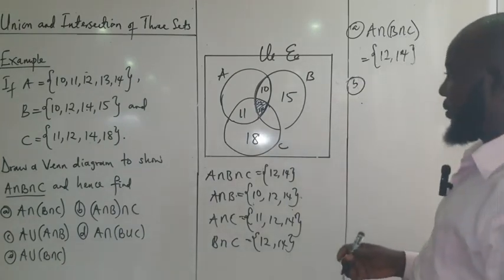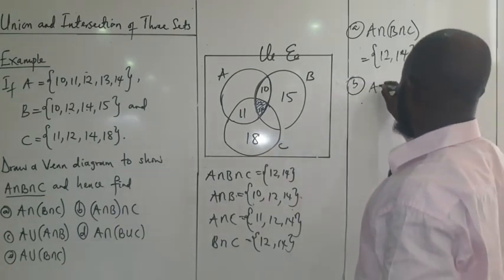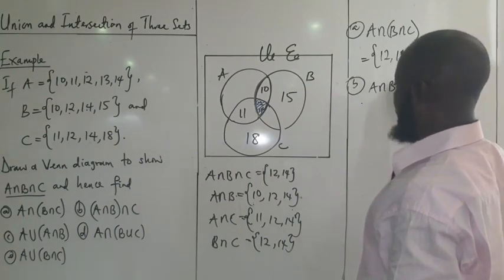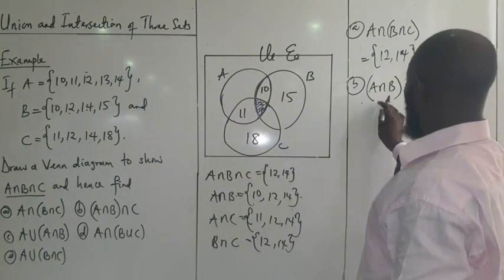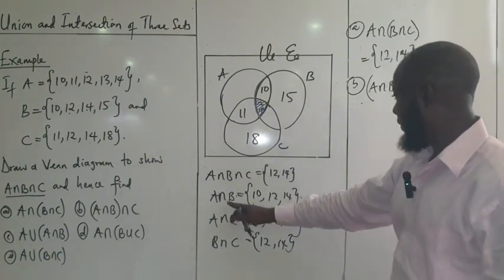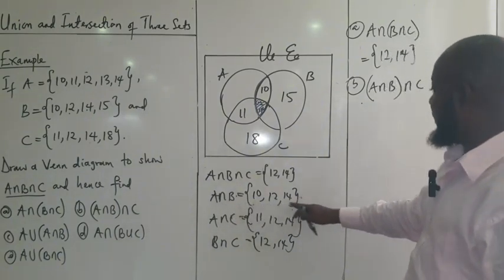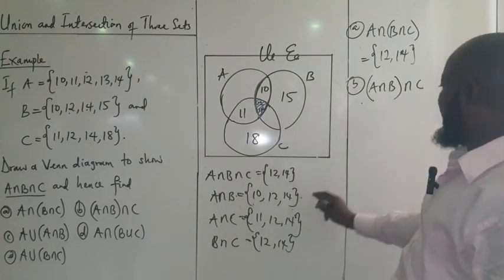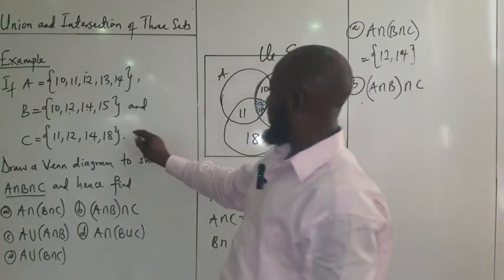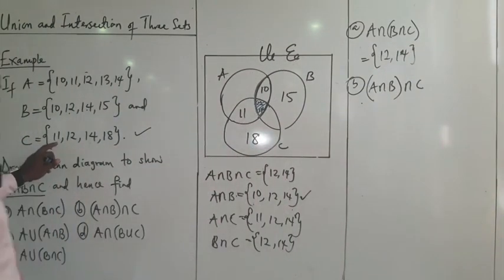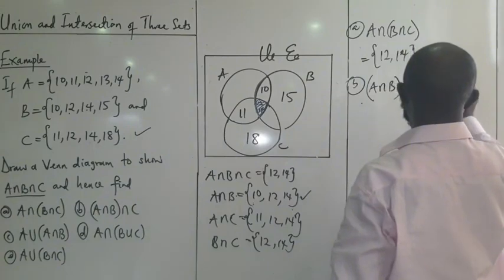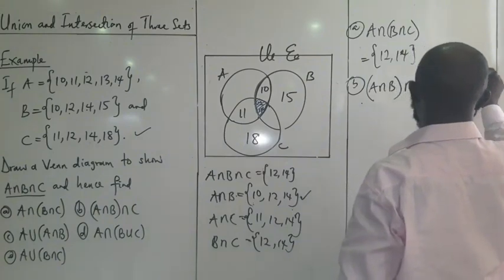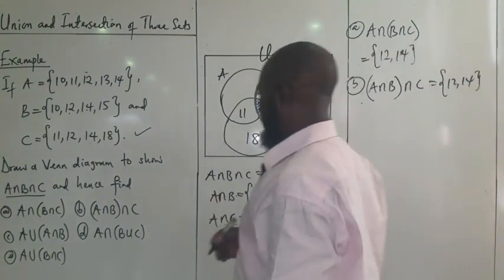Right? Then A intersection B, we close it, intersection C. So where A intersection B is this. Intersection C, you are going to compare this one with C. So what do we have in common? We have 12 and 14 again. So that means it is what? 12 and what? 14.